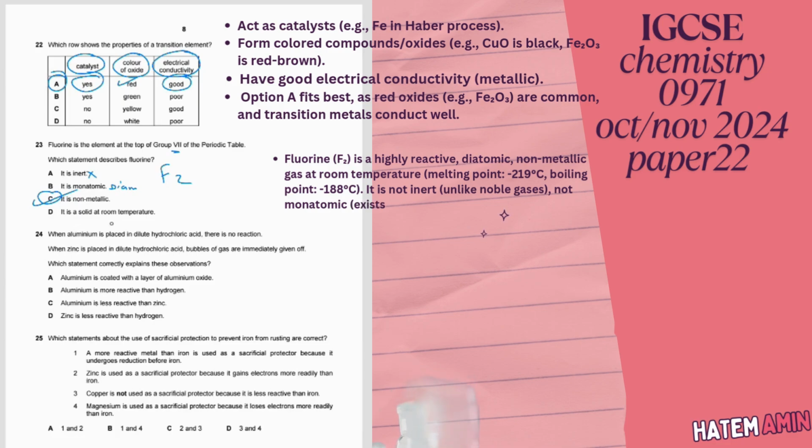It is solid at room temperature? No, it's a gas. As we know, fluorine is the most electronegative element in the periodic table, so it is a non-metallic element.